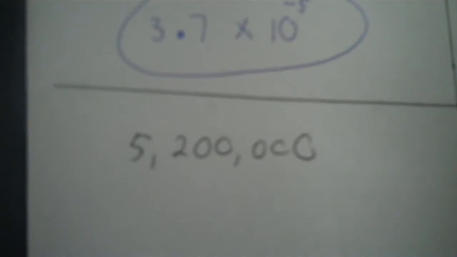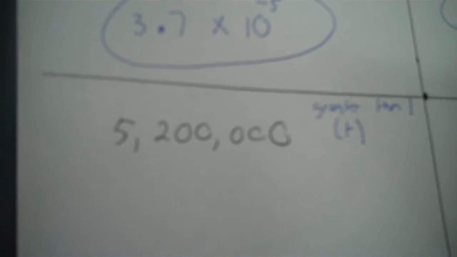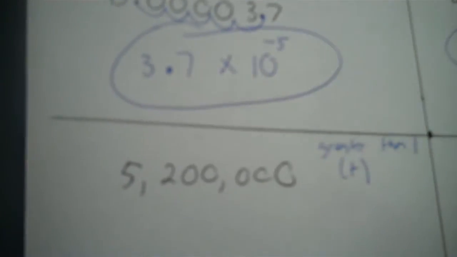Okay, next problem. Bigger than 1 or less than 1? Obviously, 5,200,000 is greater than 1. So greater than 1 will indicate we need a positive exponent, okay? Another thing you could use, if you move the decimal to the right, it'll always be negative. If you move it to the left, it's a positive, but a lot of people struggle with that.